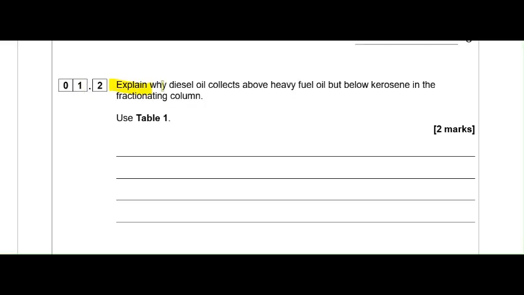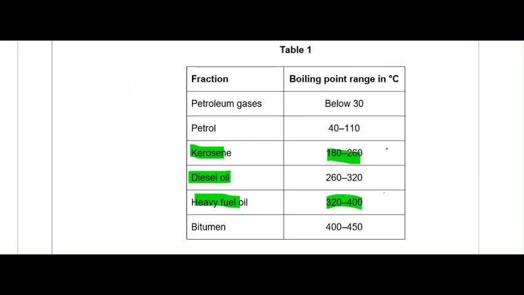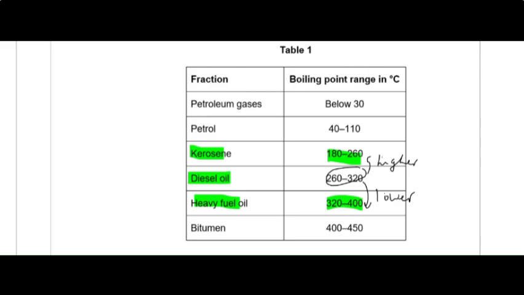1.2. Explain why diesel oil collects above heavy fuel oil but below kerosene in the fractionating column. Use table 1, and this is for 2 marks. Now, if you look at table 1, we've highlighted kerosene, diesel oil and heavy fuel oil. Consider the diesel oil and kerosene first. If you look at the temperatures, the boiling point range for the diesel oil is higher than that for kerosene. If we compare it to heavy fuel oil, we can see that it's lower than that for the heavy fuel oil. So we simply need to put this into some sort of a sentence.